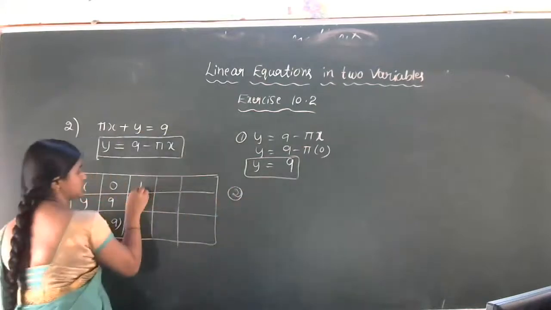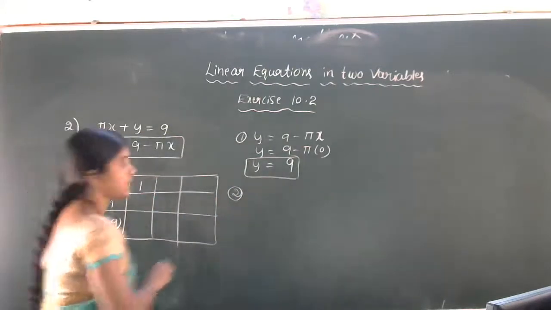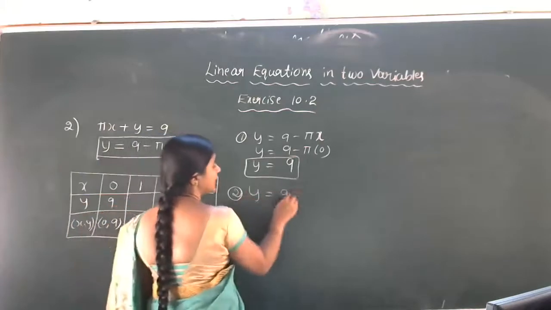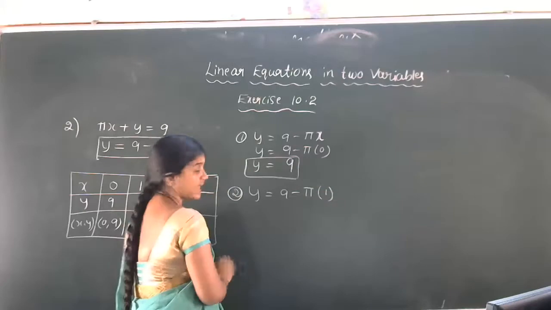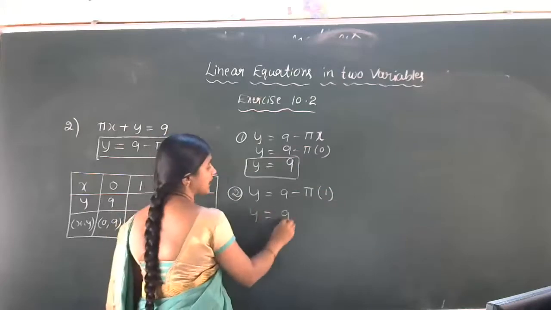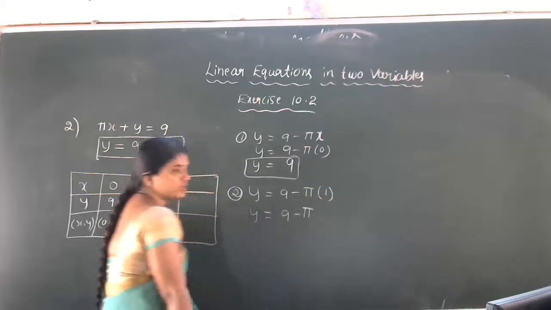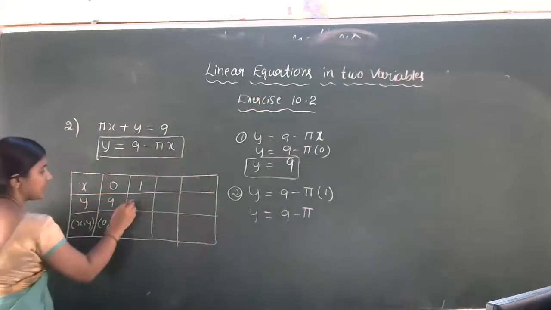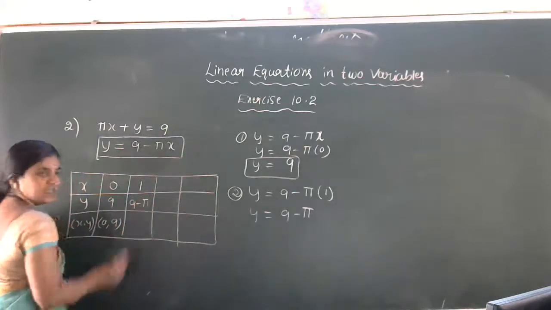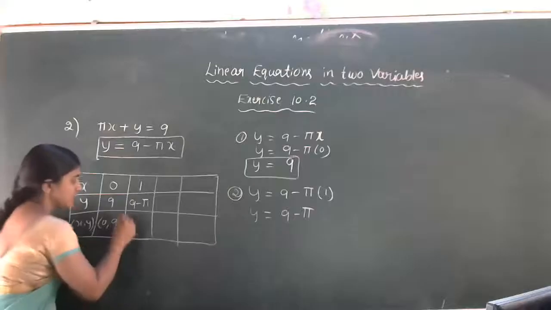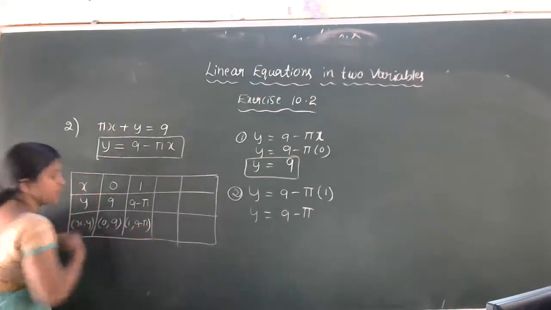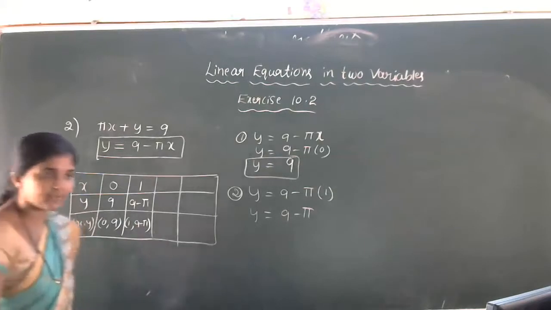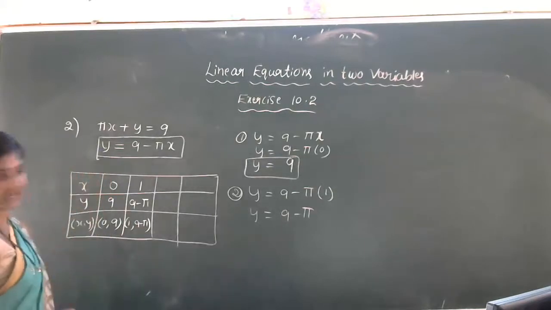Next, second solution. I'm going to substitute x is equal to 1. So y is equal to 9 minus pi into 1, which is pi only. So this is the final answer, 9 minus pi. This type only you have to keep the answer. So the solution is (1, 9 minus pi). Got the idea? Yes, this is the second solution.